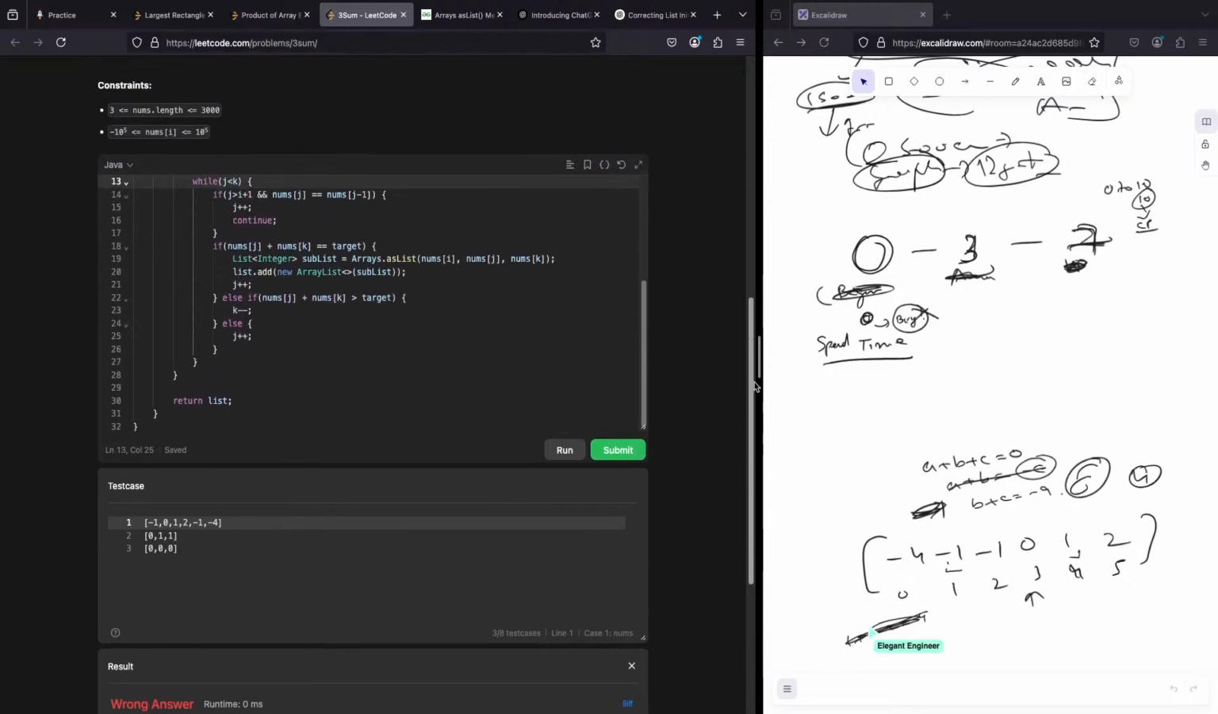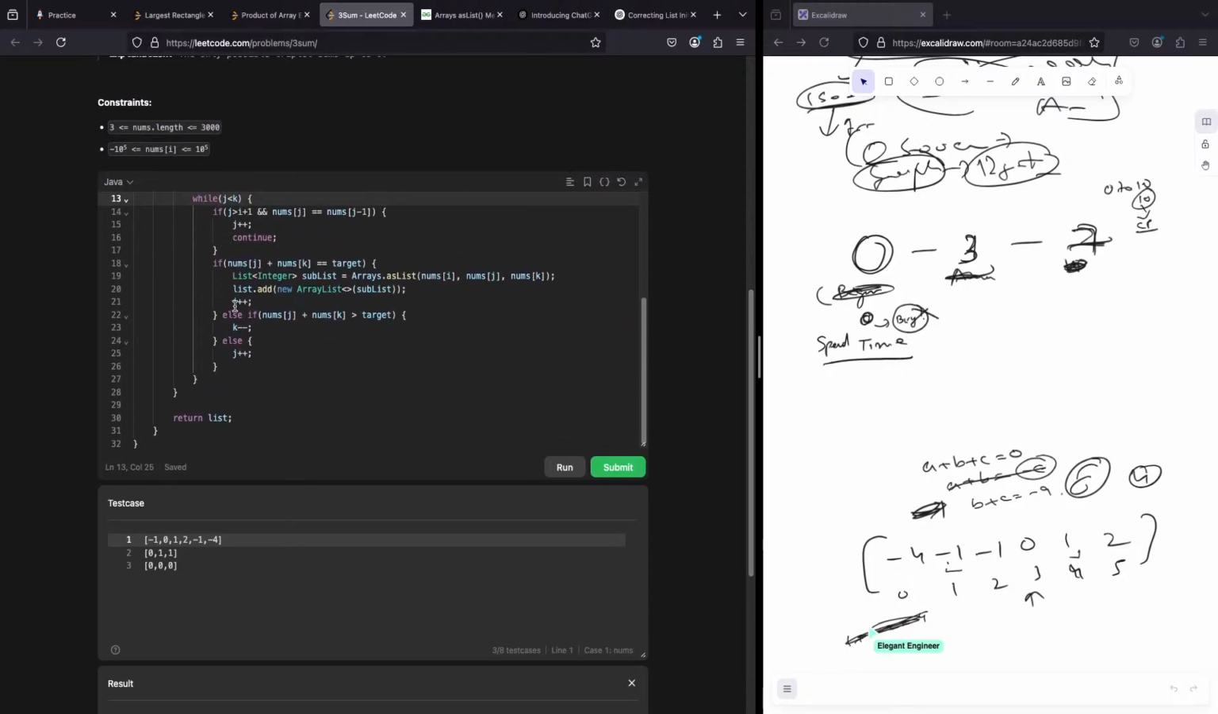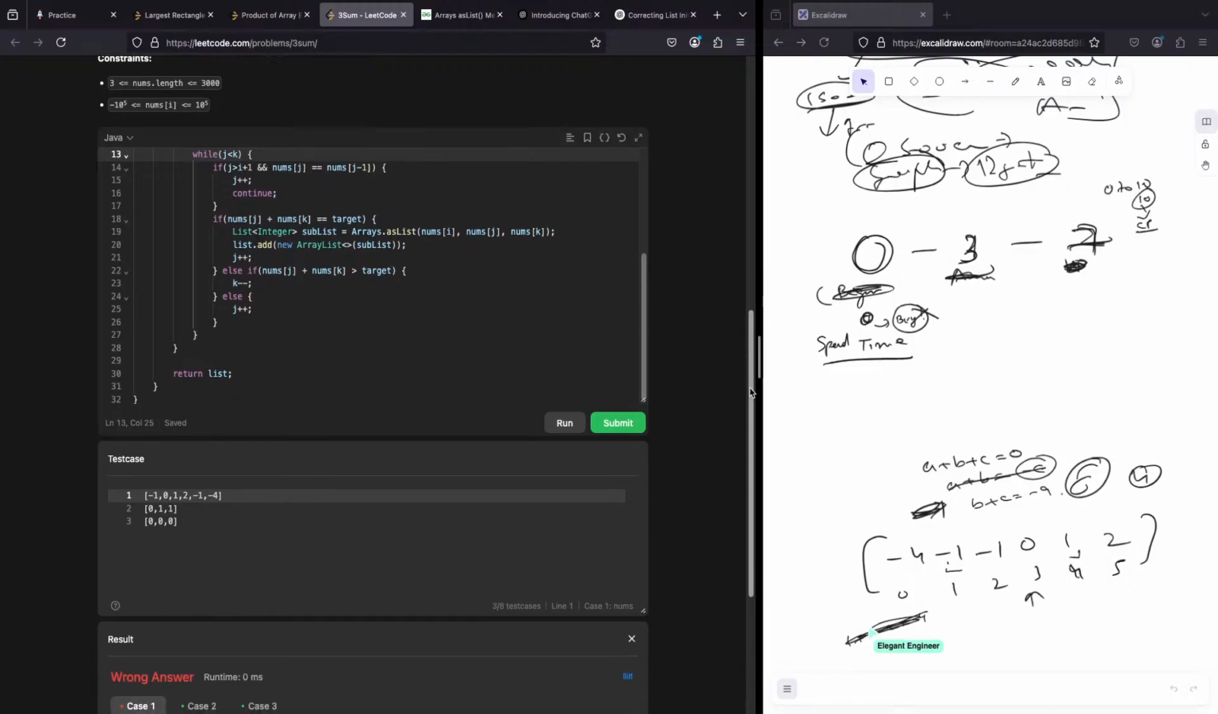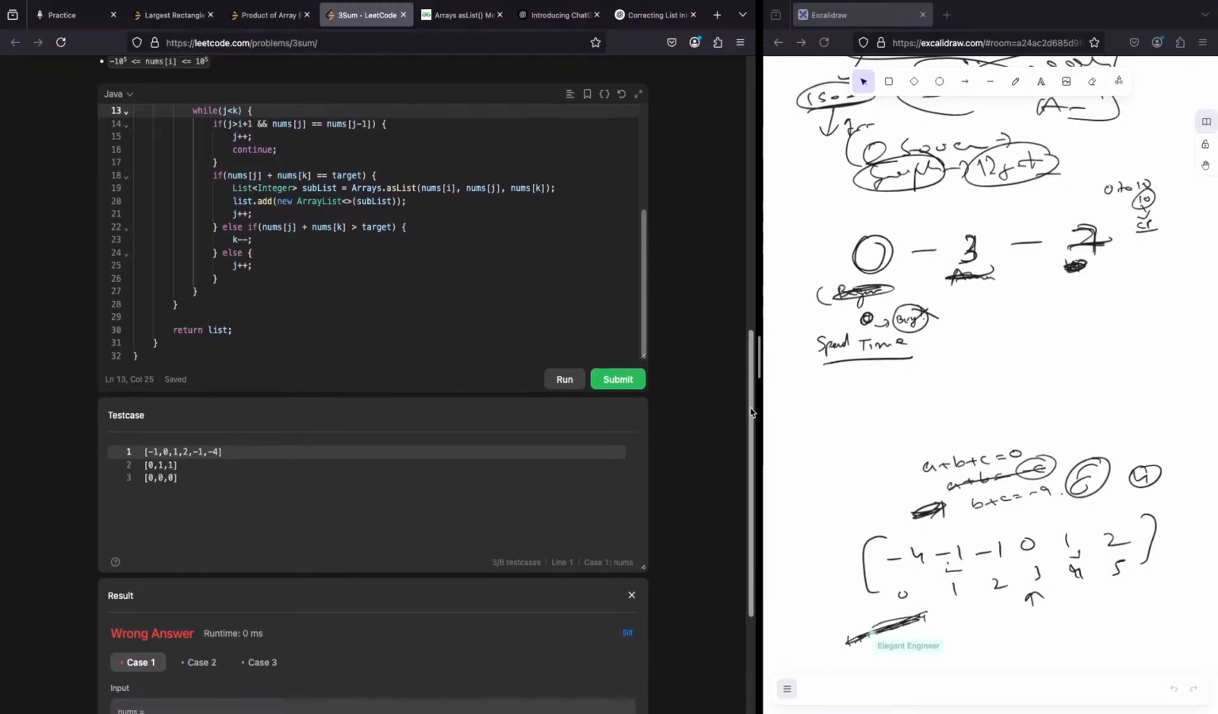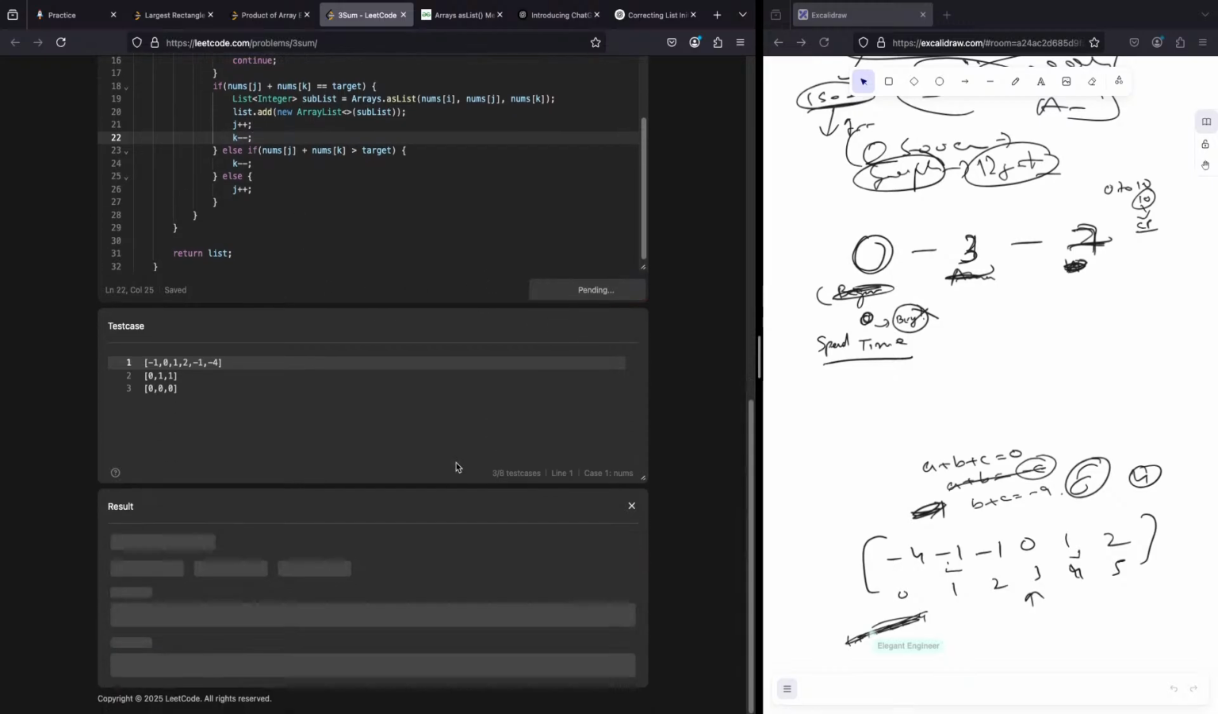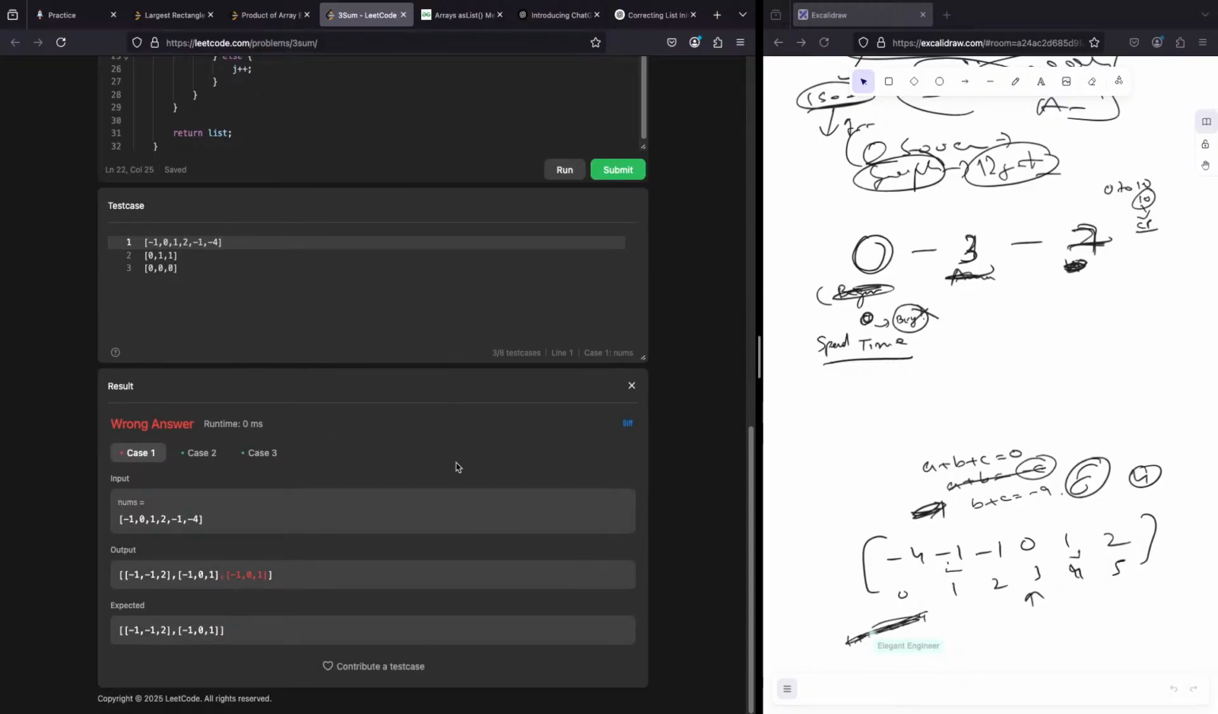So why are you reducing J here? Because this J you have already taken. What I think I can do is, if I do this, does it matter?